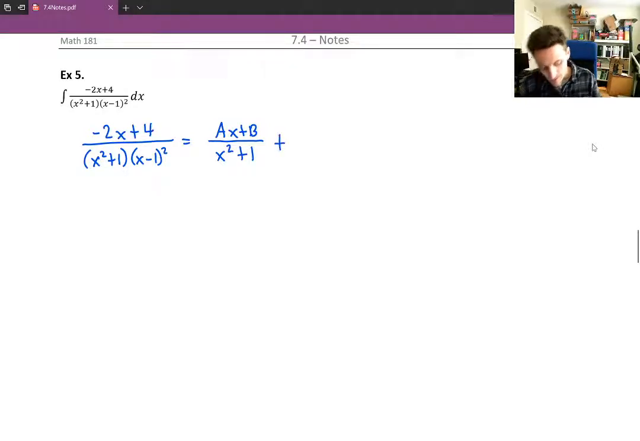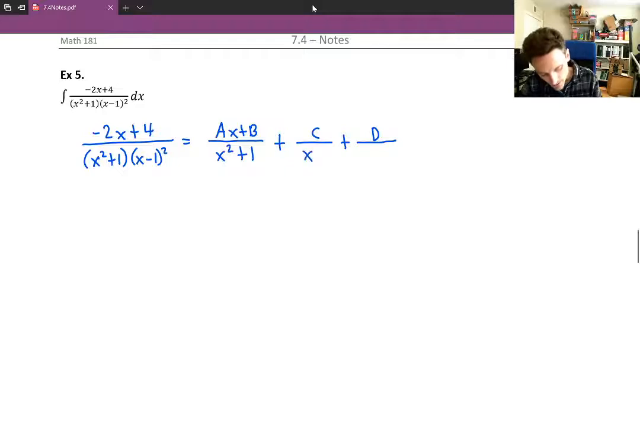Now for the repeated linear factor, we're going to have as many little fractions as the exponent. In this case, we've got an exponent of 2, so we're going to write two little fractions. Above each of those is going to be a single letter because we're coming from a linear factor. This is just x minus 1. So above each of these fractions will just be a single letter. Now we're already up to c, so we'll write c and then d.